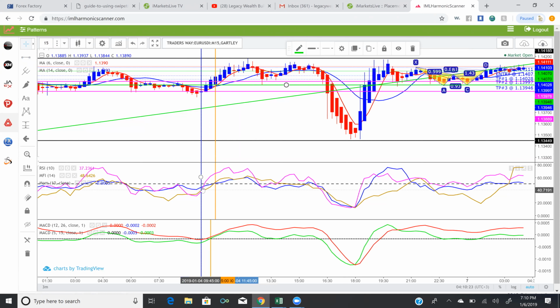We see that the pink line came over first. The blue and yellow came over together. It's above our 50. Boom. Right here is where the twist of the moving averages happened. They twisted.